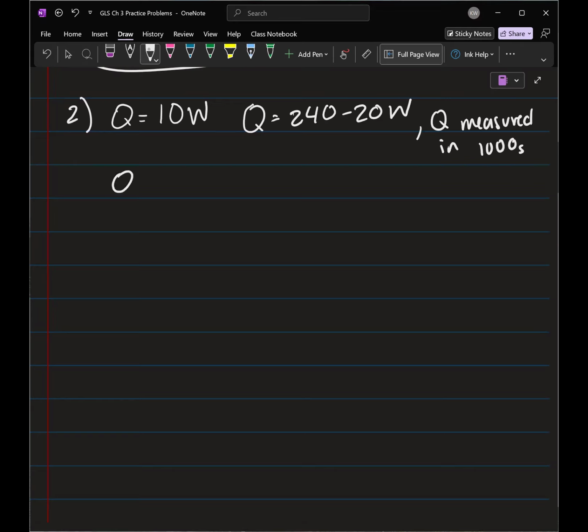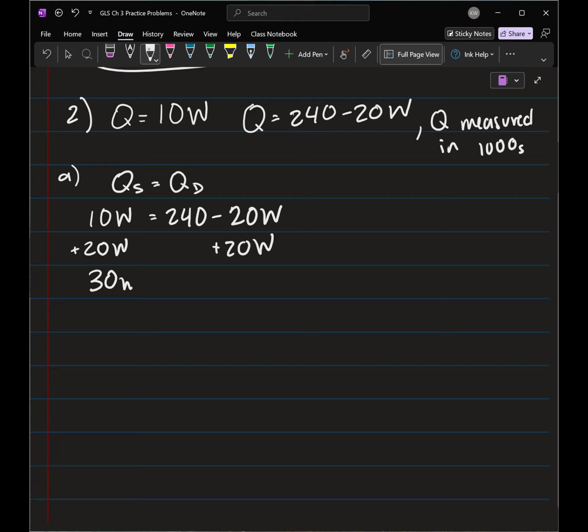So to find our equilibrium price and quantity, we're going to set quantity supplied equal to quantity demanded. So we'll have 10W equal to 240 minus 20 times W, and we're going to solve for that wage. So we'll add 20 times W to both sides. That's going to give us 30W equal to 240. Next, we'll divide each side by 30, and that's going to give us an equilibrium wage of $80.